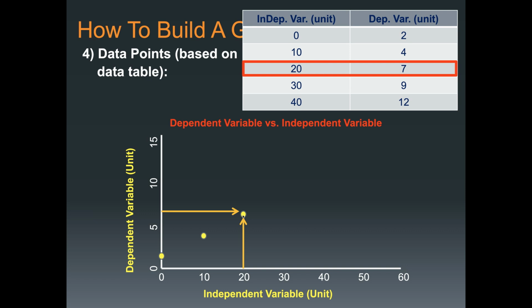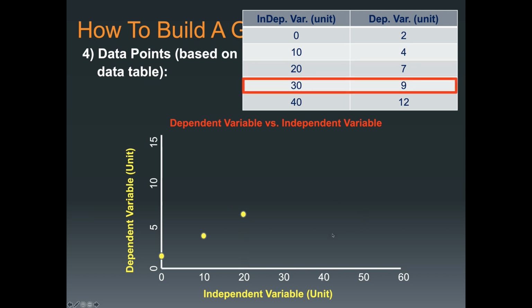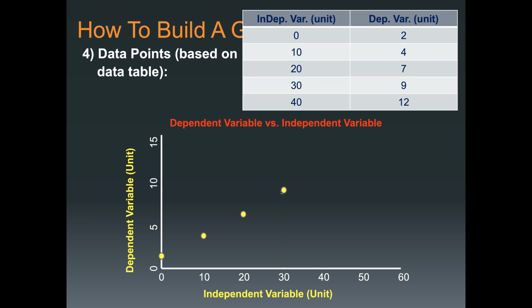Hey, look at that, right on the dot. And then 30 would be 9. So 30 would be just below 10. So let's see, that's 30 and 10 is there. So 9 would be about there. Zoom, zoom. A little bit off. Okay. And then 40 is 12.